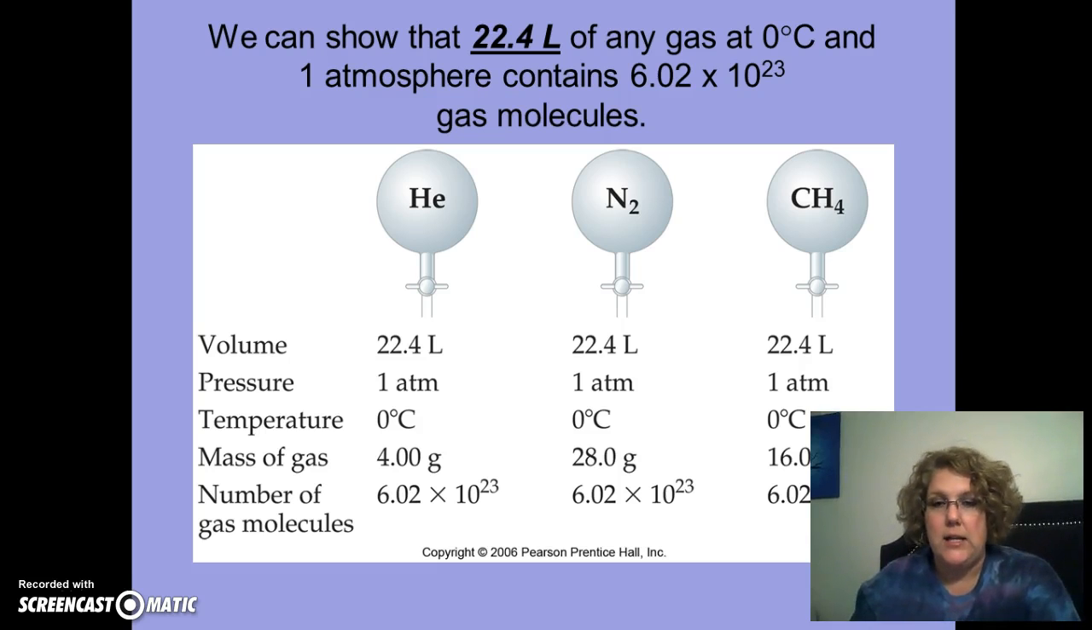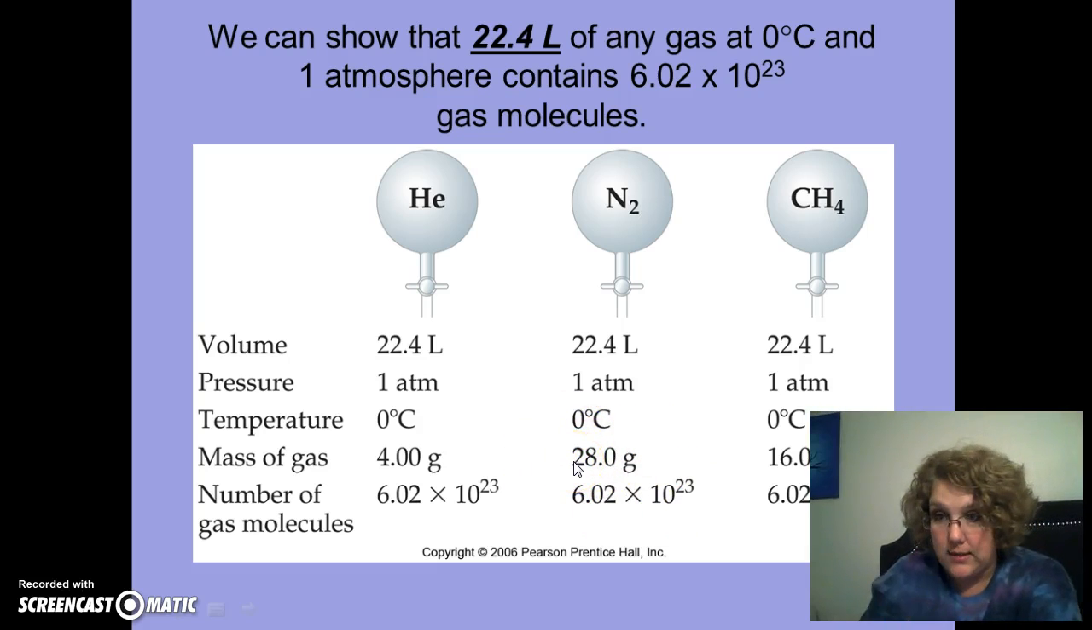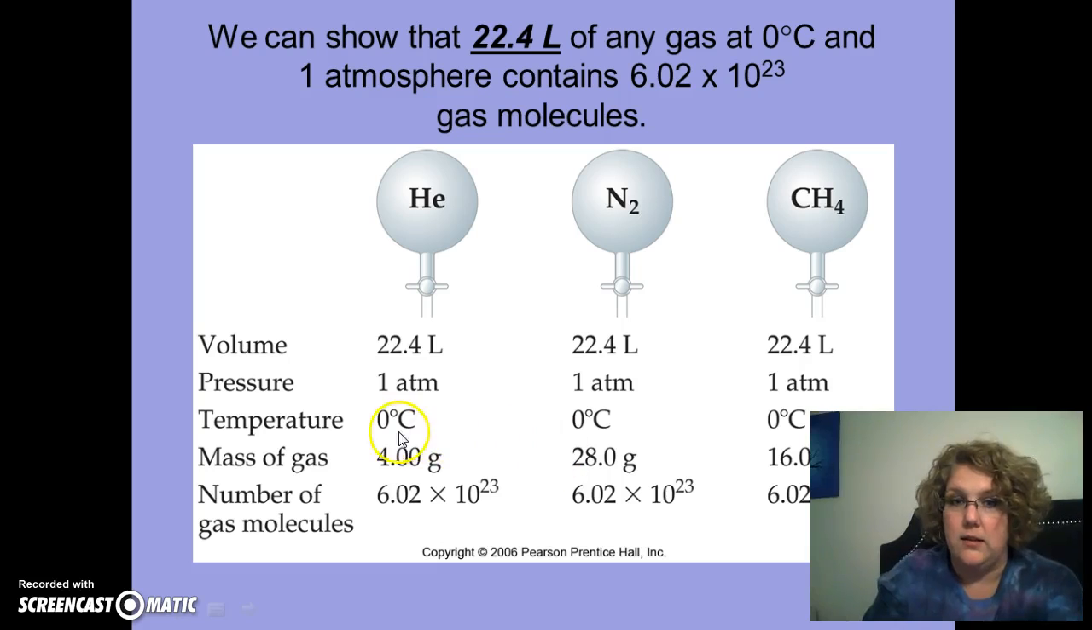1 atm. Now, all three of these gases, if we have the same temperature and pressure, they have the same number of molecules in there, and therefore the same number of moles, 1 mole to be exact. However, they all have different masses. Okay, the nitrogen is going to be a heavier, more dense gas than the helium, which is the lightest, and then methane's in the middle.